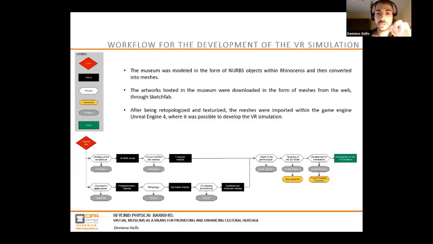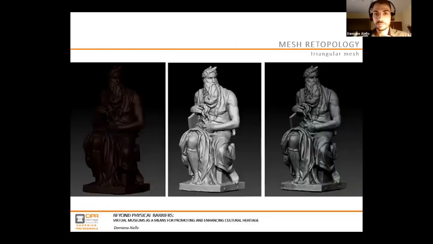So after exploring the virtual museum, we will now see very quickly how to develop an experience like this. The museum was modeled using 3D modeling software, that is Rhinoceros. Instead, the 3D objects were downloaded from an online platform, that is Sketchfab. The models downloaded from Sketchfab are photogrammetric models, so they are very heavy to manage because they are made of a huge number of polygons. For this reason, we decided to retopologize the mesh. Retopologizing a mesh means reducing the number of polygons that compose it and changing the triangular layout into a quadrangular one that is lighter and easier to manage in VR software.